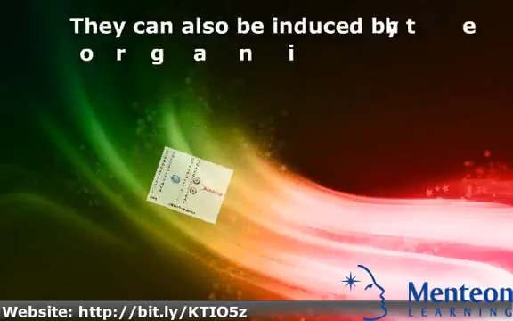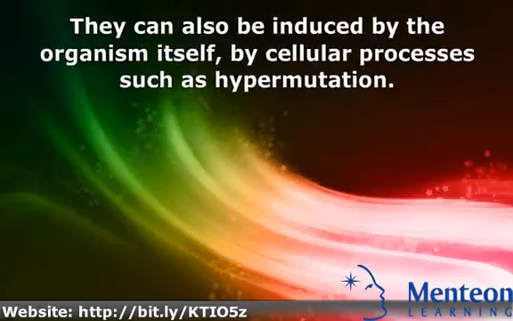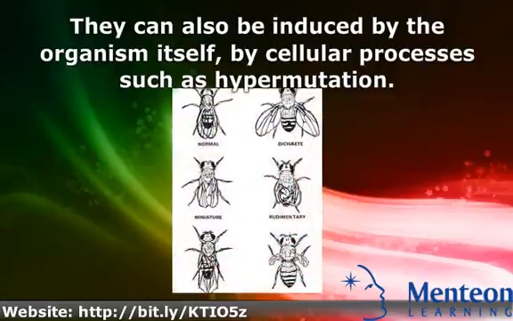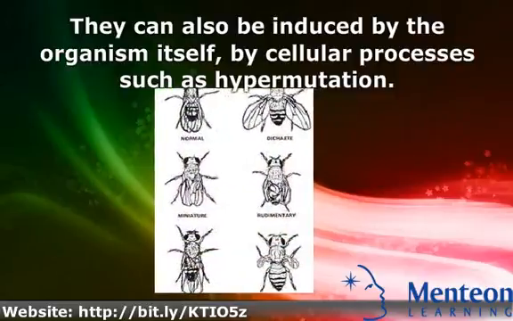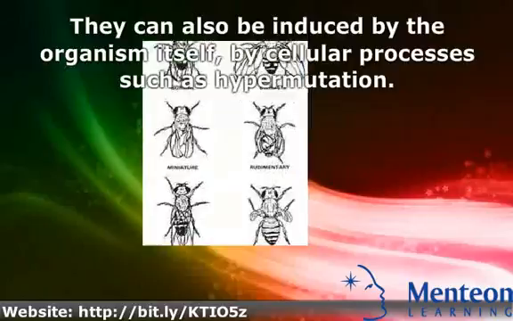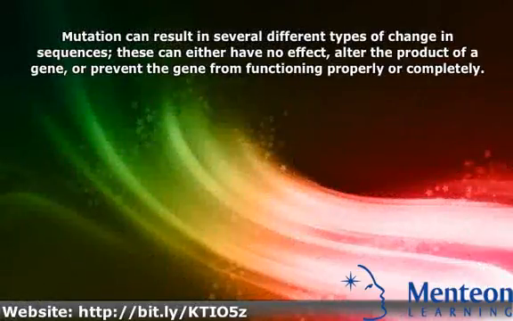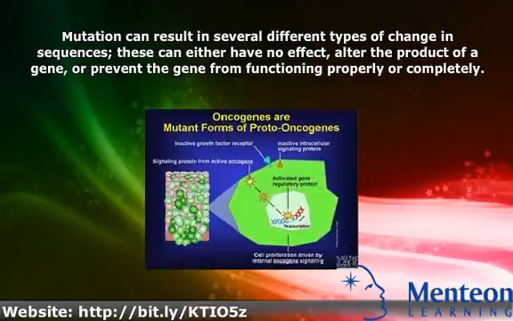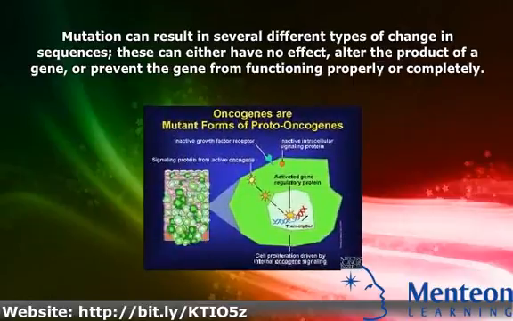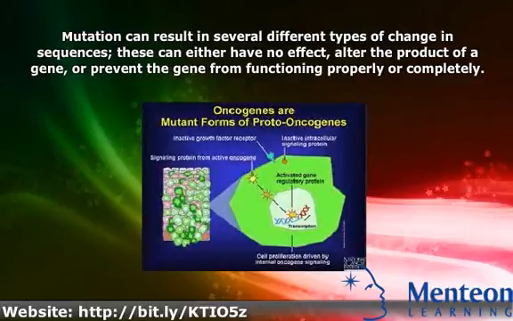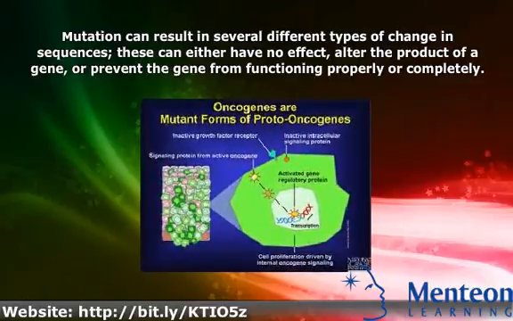They can also be induced by the organism itself, by cellular processes such as hypermutation. Mutation can result in several different types of change in sequences. These can either have no effect, alter the product of a gene, or prevent the gene from functioning properly or completely.